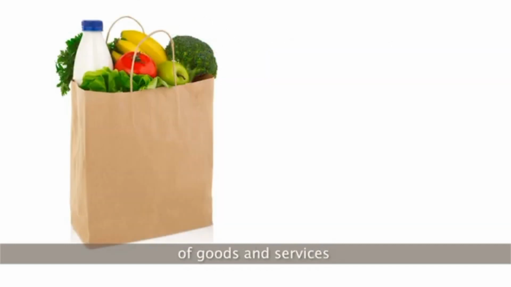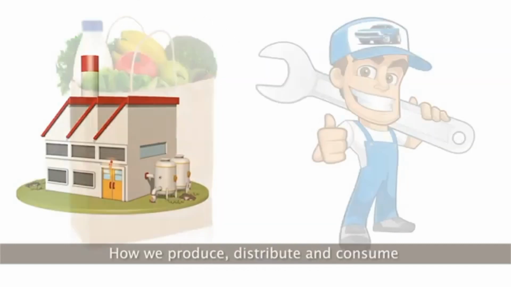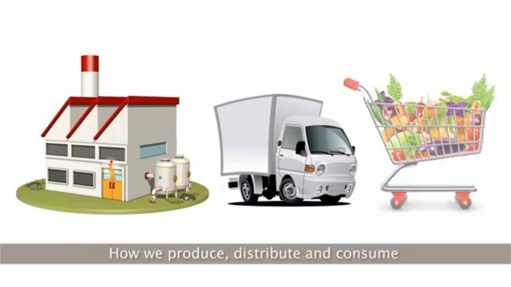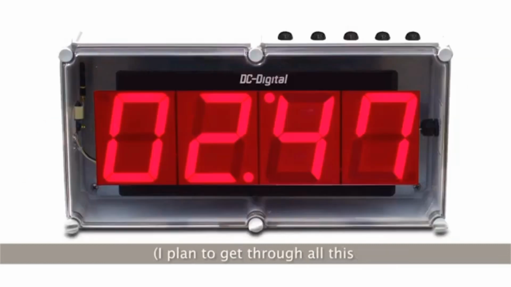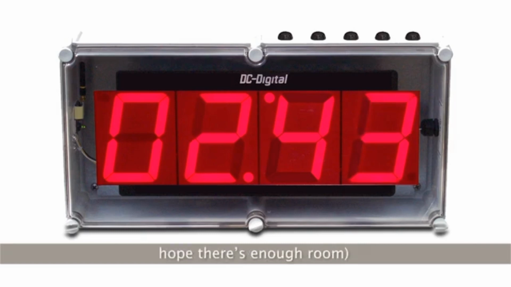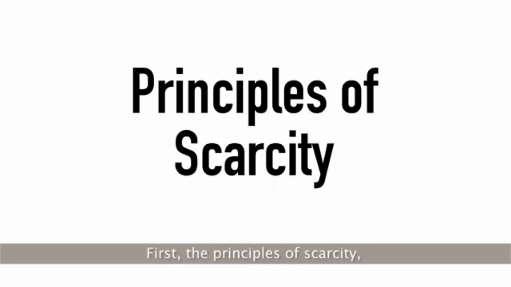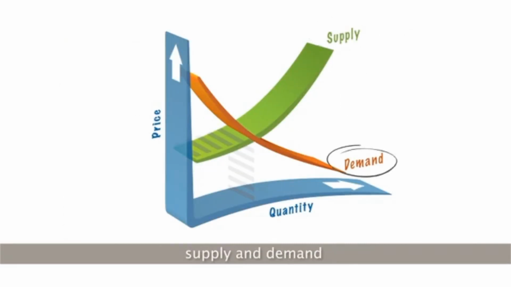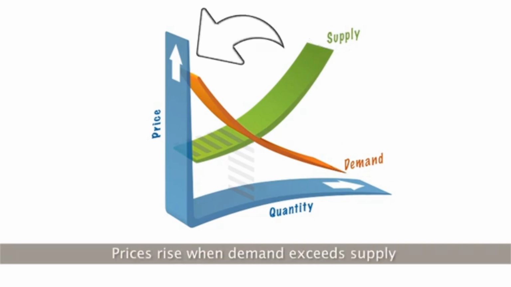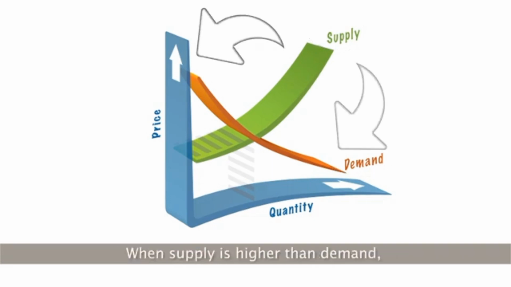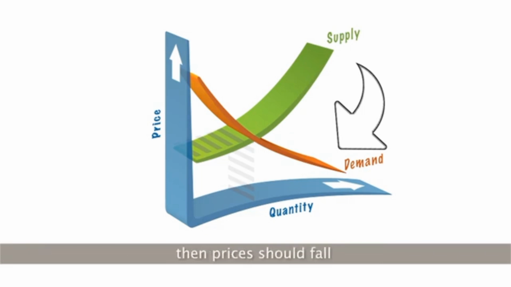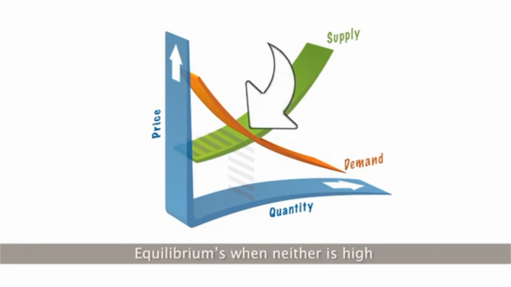Economics is the study of goods and services, how we produce, distribute, and consume. I plan to get through all this in under 3 minutes. Lots to cover, hope there's enough room. First, the principles of scarcity, supply and demand. Prices rise when demand exceeds supply. When supply is higher than demand, then prices should fall. Equilibrium is when neither is high.